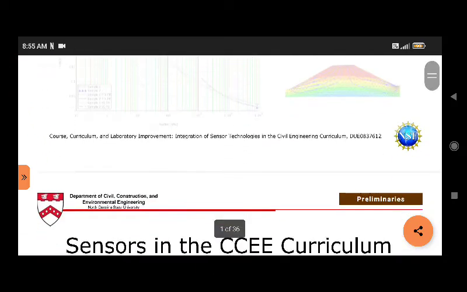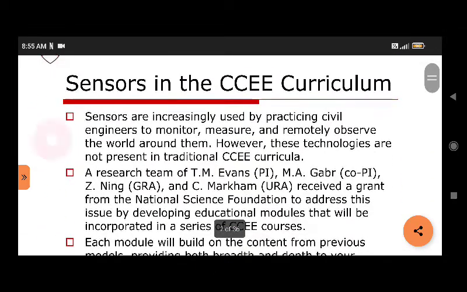Up to now we have already seen all the types of sensors and why the sensor is important in civil engineering. Sensors are increasingly used by practicing civil engineers to monitor, measure and remotely observe the world around them. However, these technologies are not present in a traditional CEE curriculum.